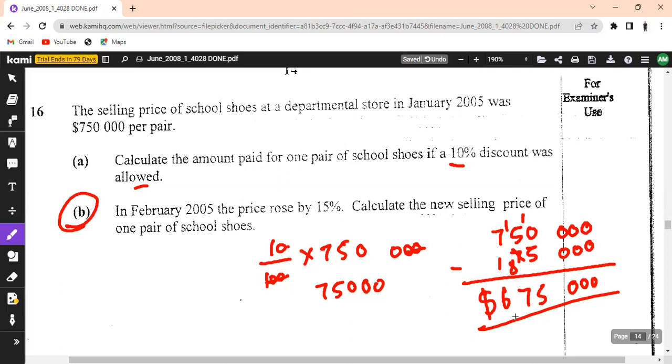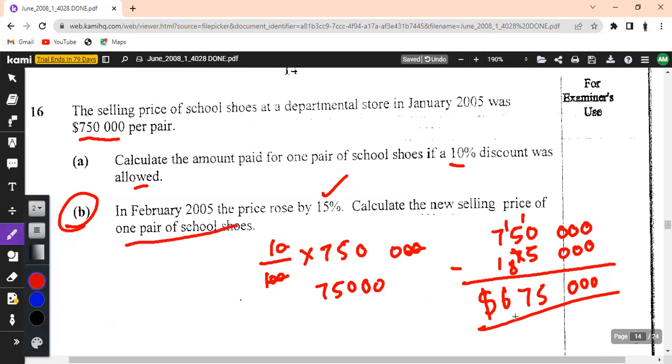Okay, B. In February 2005, now we are given the price rose by 15%. Okay, that is now in February. So take note, this was in January. Forget about the discount. We are now back to the normal price. That was just a discount. Now we are back to the normal price, which is at 750,000. The price rose by 15%. Calculate the new selling price of one pair of school shoes when it rose by 15%. So it means this is an increase.